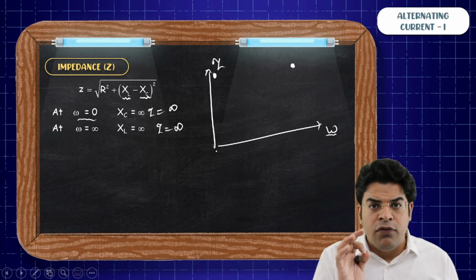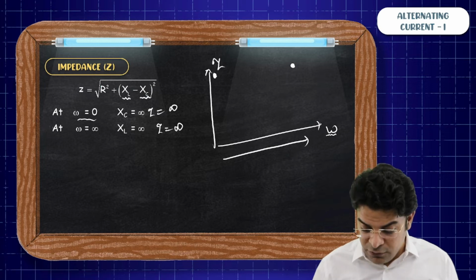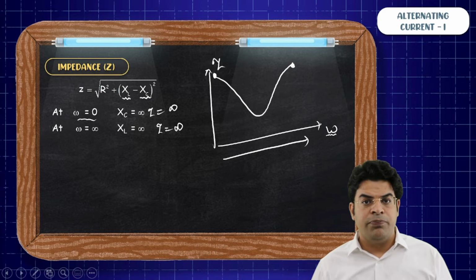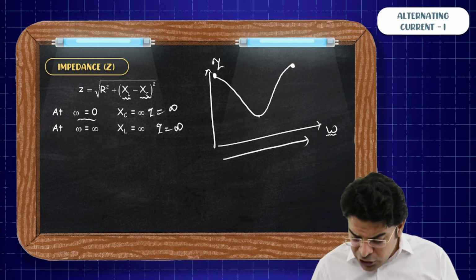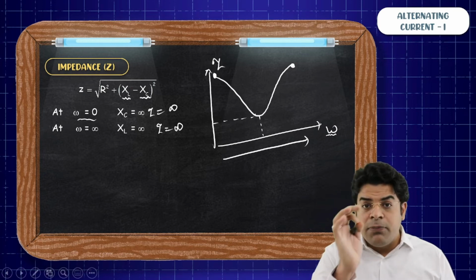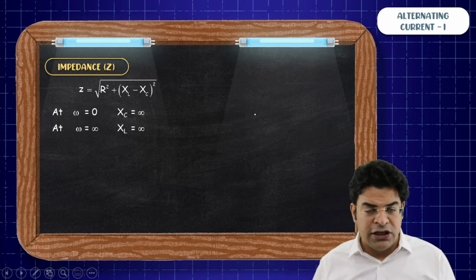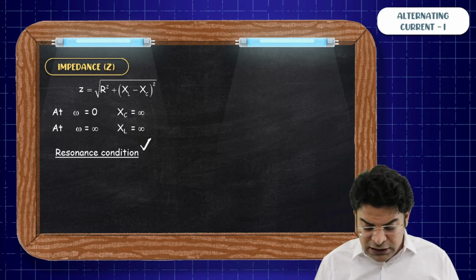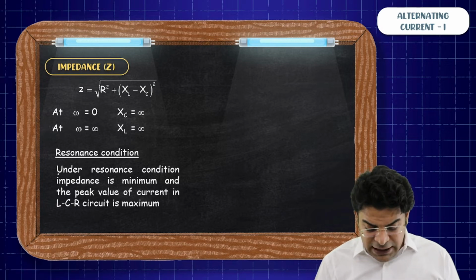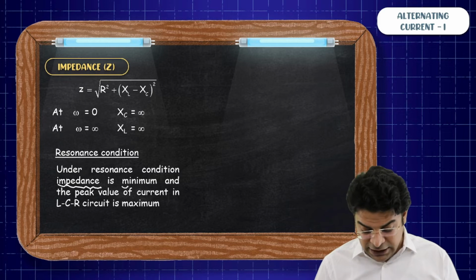And as the value of omega increases from 0 to infinity, the impedance of the circuit first decreases, reaches a minimum value, and then again becomes maximum. That particular frequency for which the impedance is minimum is called the resonance frequency. So let's understand the resonance condition. What is said to be the resonance condition for an LCR circuit? We say that under resonance condition, the impedance of the LCR circuit is minimum.